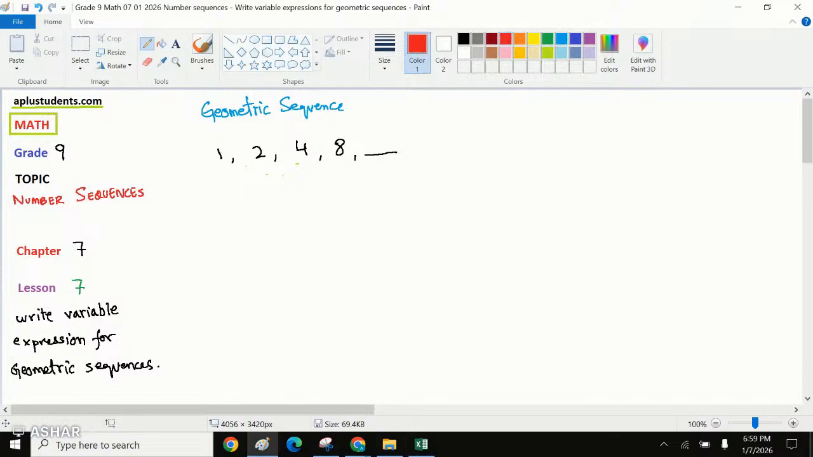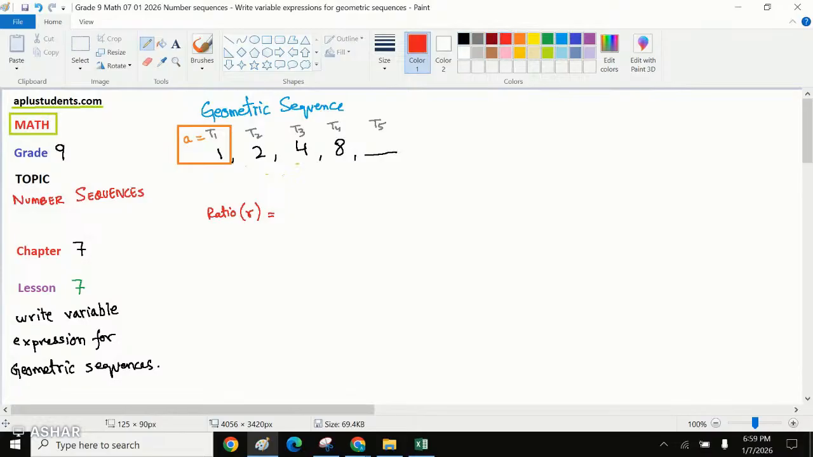In a geometric sequence, we have a ratio. The ratio is represented by an r. This is term number 1, term number 2, term number 3, term number 4, and this would be term number 5. The first term is always considered as a. This is a standard that we need to remember. Term number 1 will always be considered as a.